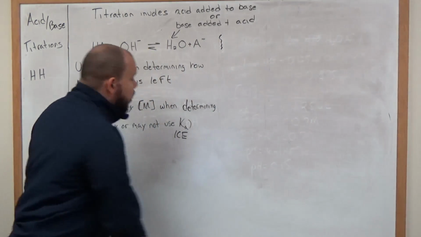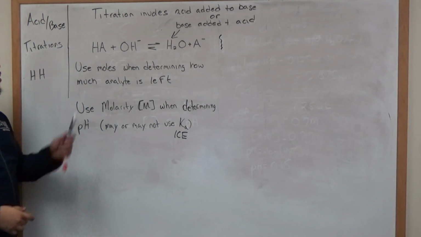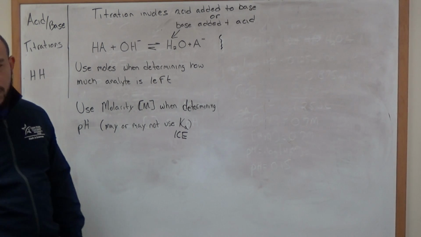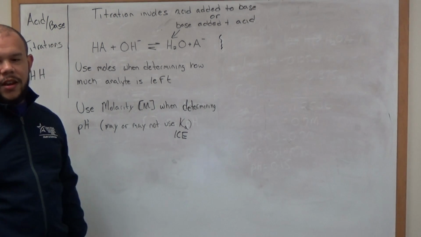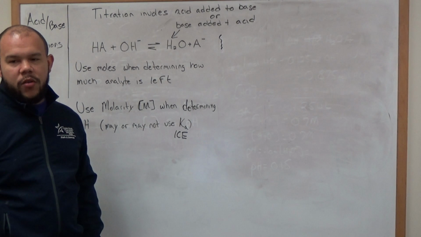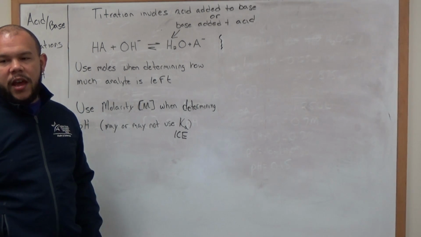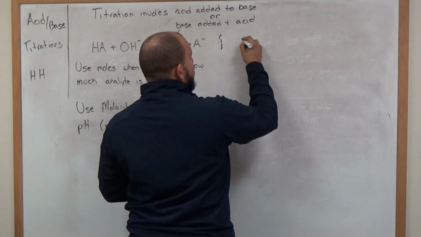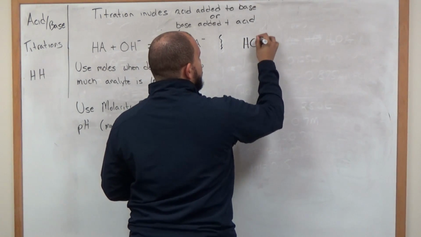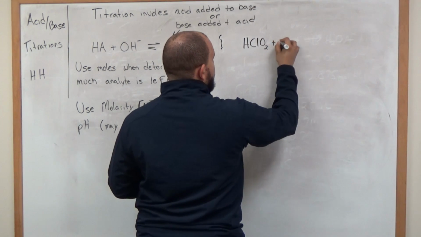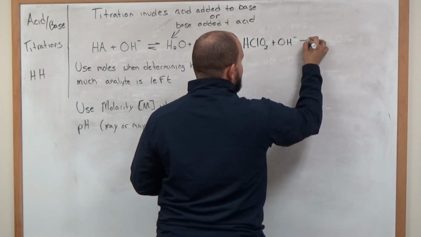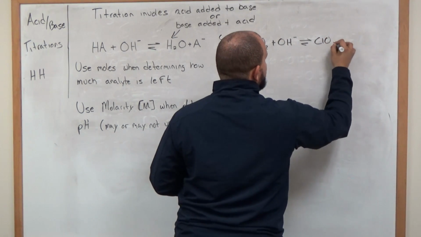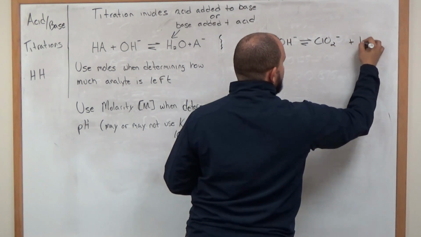Okay, now let's look at an example of a weak acid titrated with a strong base. And let's take a look at chlorous acid. HClO2 plus hydroxide gives us ClO2 minus plus water.